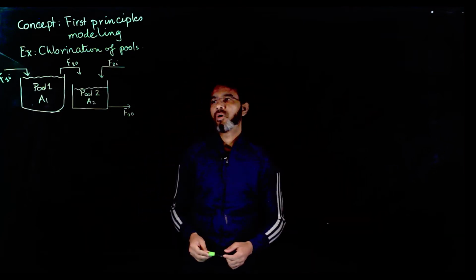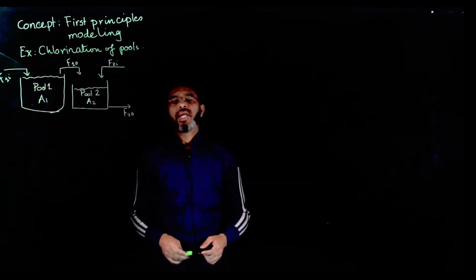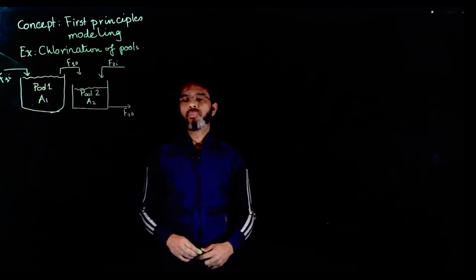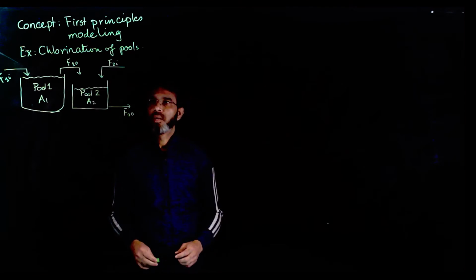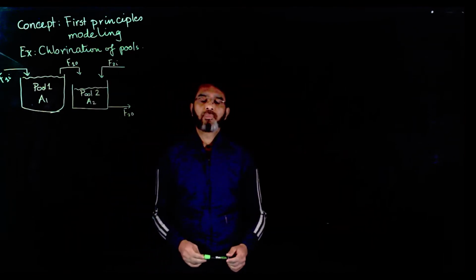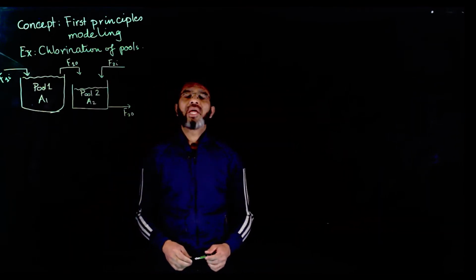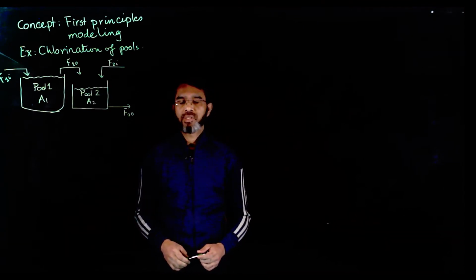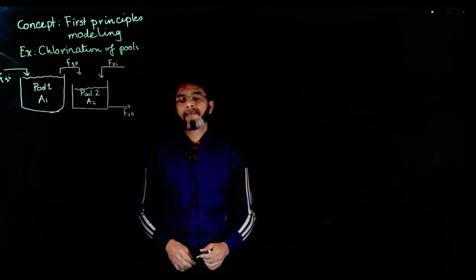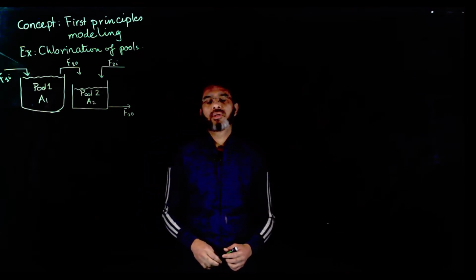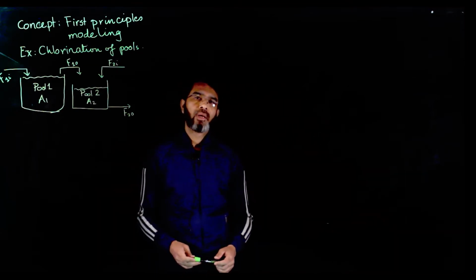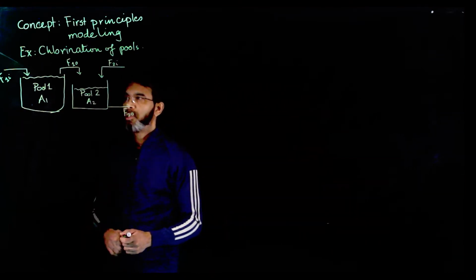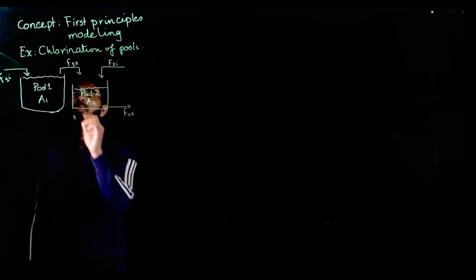Now in this session we talk about dynamic modeling of the pool process. So that's regarding the chlorination of the pool. So mainly the focus is on the use of the conservation principles, more specifically the conservation of mass, the component balance equation. Now if you recall the pool problem, there are two pools, pool 1 and pool 2.